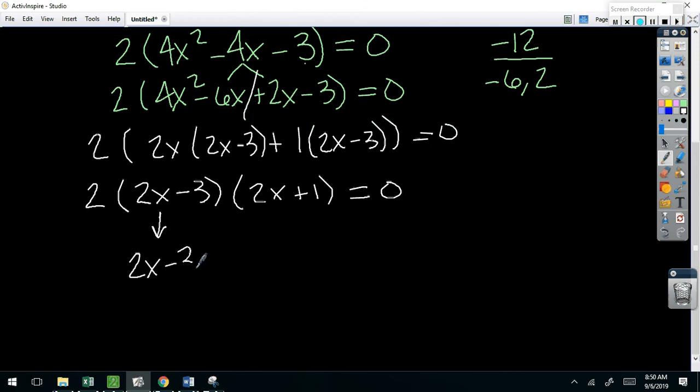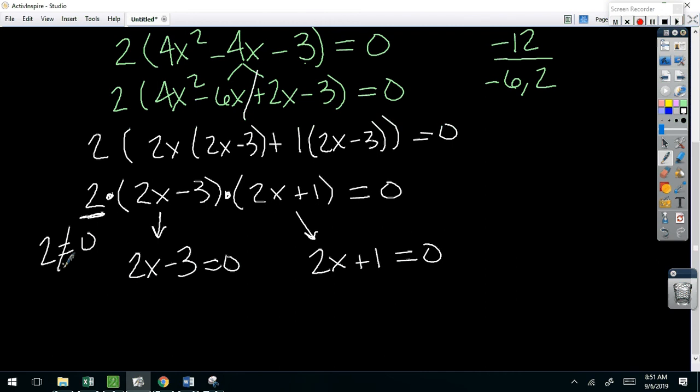Why am I not doing anything with that 2 in front? I took it out, but remember, the zero product property says 2 or more things multiply to 0. 1 or more has to be 0. Well, yes, this is multiplied, but is 2 ever going to be 0? No. So it can't be the 1 or more pieces that's going to be 0. So you can just ignore that when you're solving.